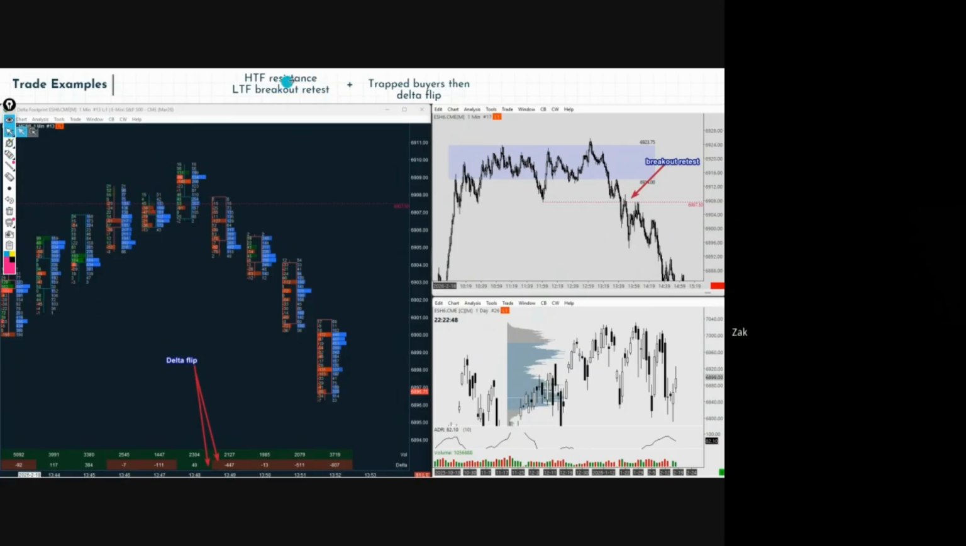And I just labeled this higher time frame resistance, lower time frame. So higher time frame resistance, as in this zone in general, was a higher time frame zone of resistance. Lower time frame breakout and then retest. So that was this. And then the order flow, it was trapped buyers and then a delta flip. So right there.